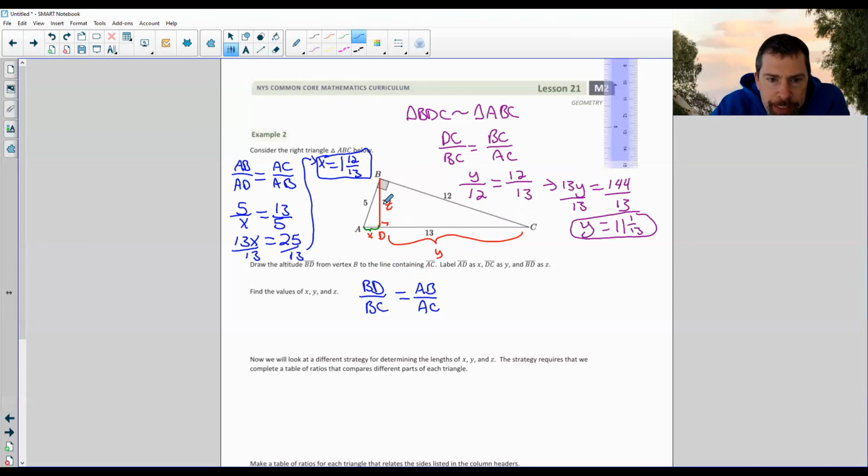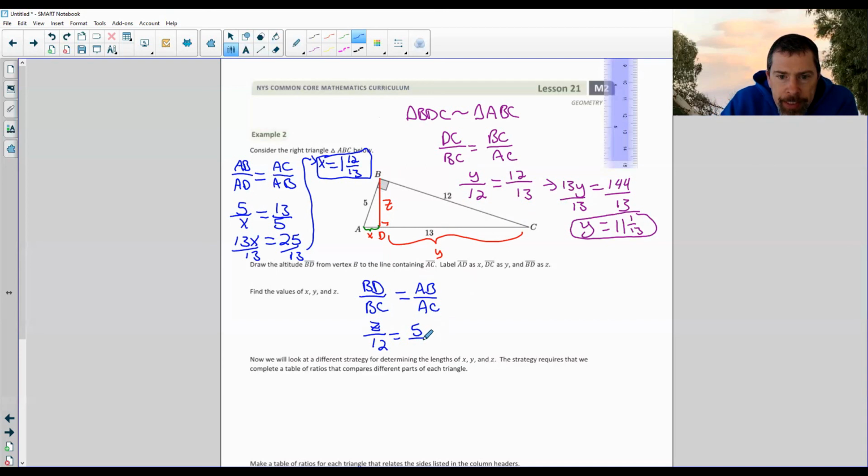I'm trying to find Z, which is BD. So BD is to BC, that's true, as AB, no, this is right, is to AC. So now I plug in my givens, and BD is my Z. BC is 12. AB is 5.